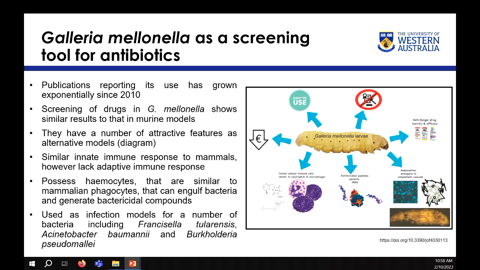And it produces antimicrobial peptides such as opsonins and PRs, which, again, are similar to humans, but not quite the same. So that's why you're never really going to pull away from mouse or rodent models or an appropriate animal model, because these are similar but not exactly the same. It possesses the hemocytes, and these are what are similar to mammalian phagocytes. And it's been used as an infection model for a number of different bacteria.